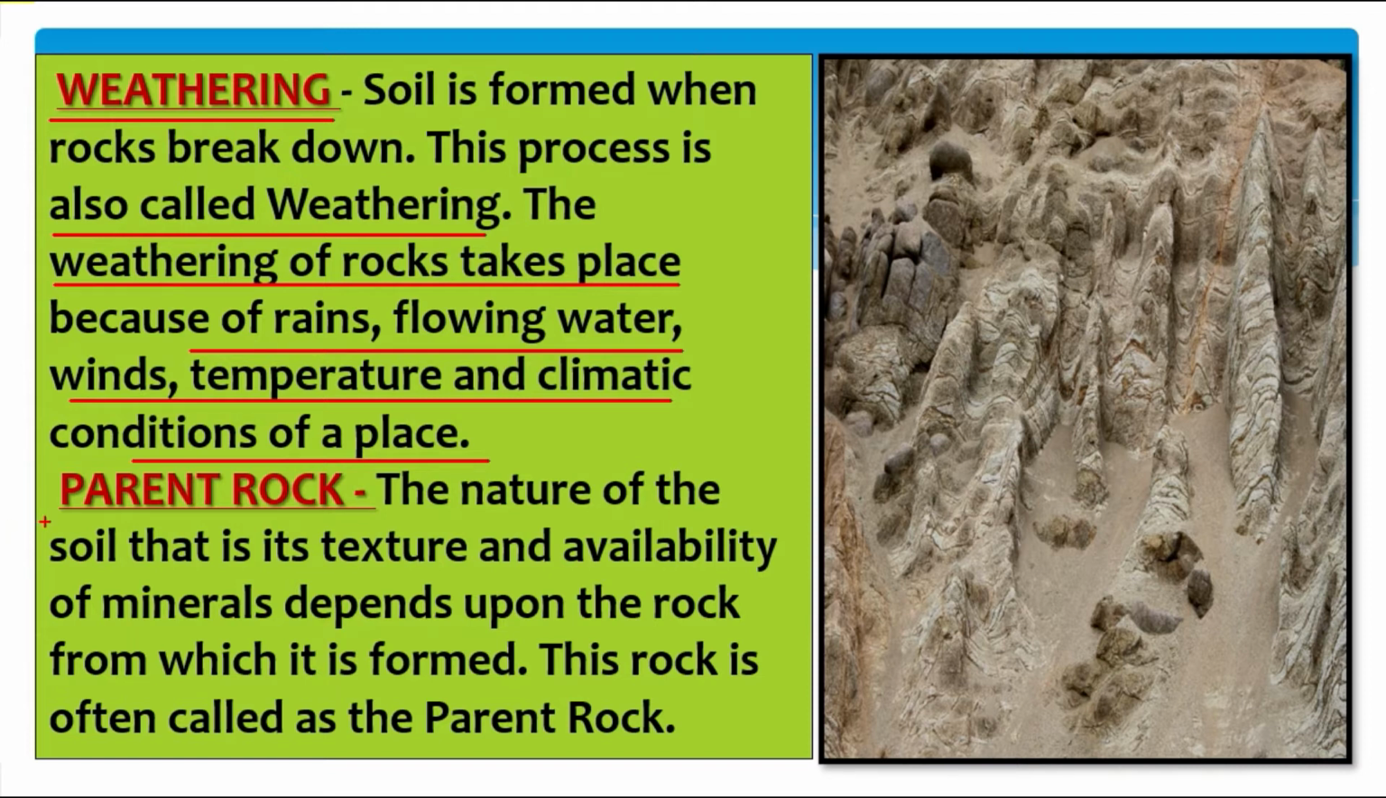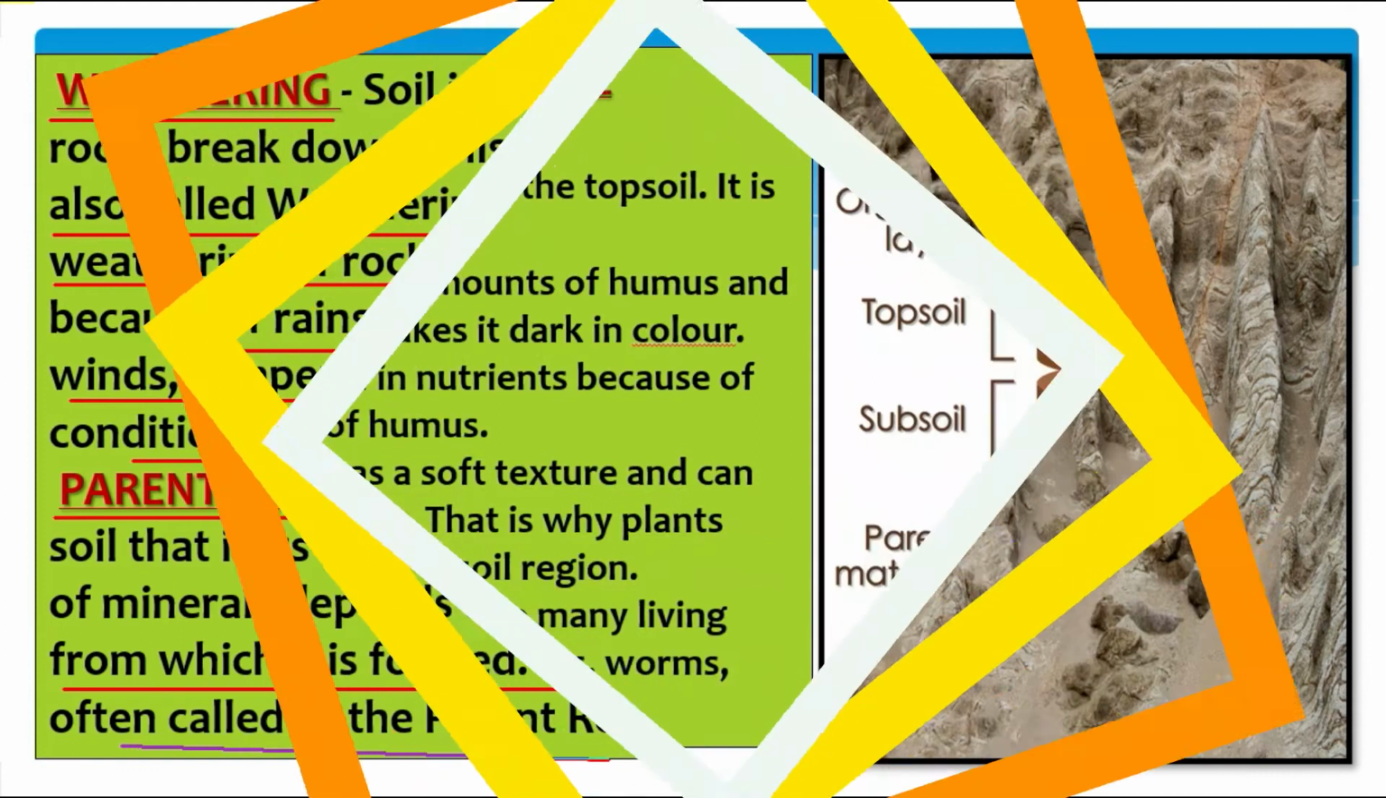Now students, another important term is parent rock. Students, the parent rock is the rock from which the soil is formed. So the nature of the soil depends on the texture and the availability of the minerals present in the rock from which it is formed. So the rock from which the soil is formed is called the parent rock.